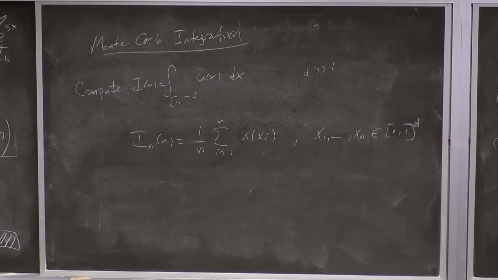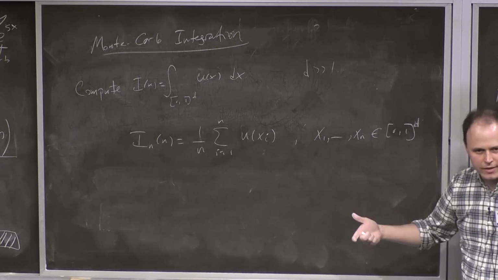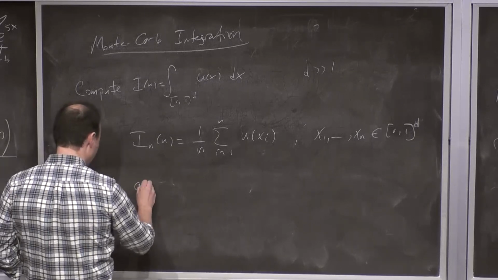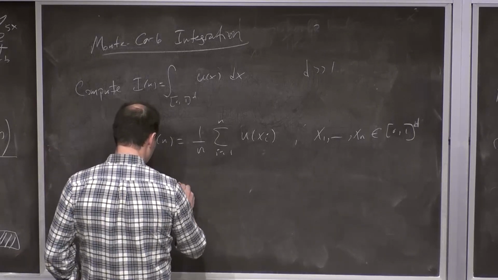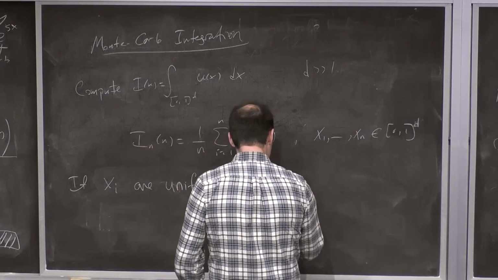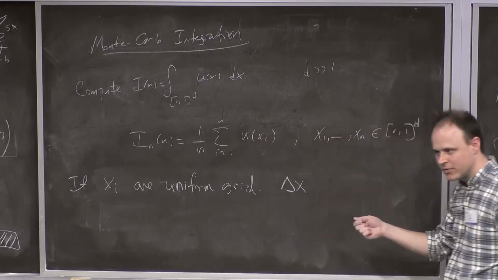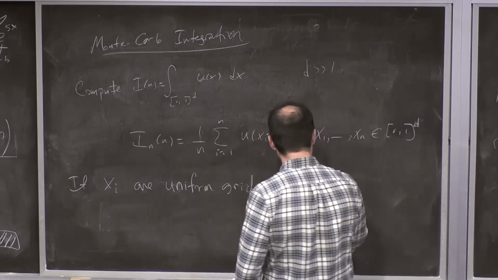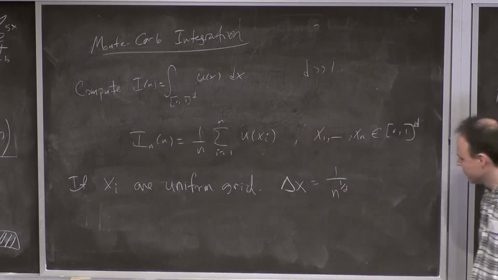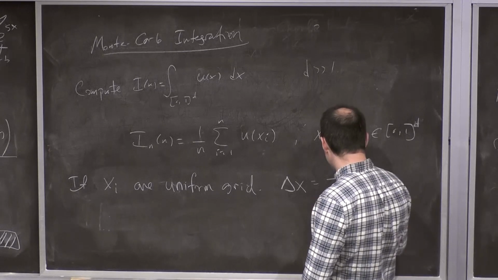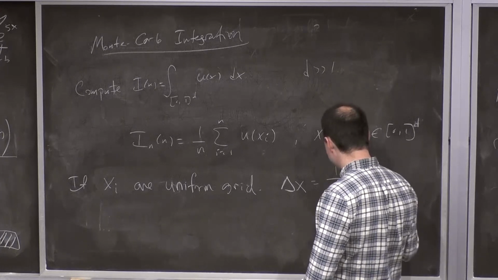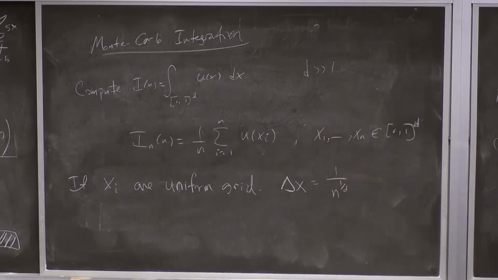If you are naive and choose them to be a grid, so if the xi are a uniform grid, what is the grid spacing? In n dimensions, it's 1 over n to the 1 over d along each direction. Because the number of points is going to be 1 over this in each direction, then to the power d gives me the n points.